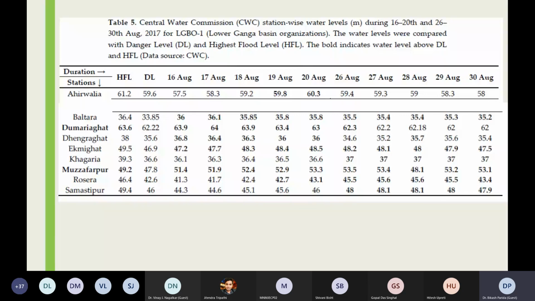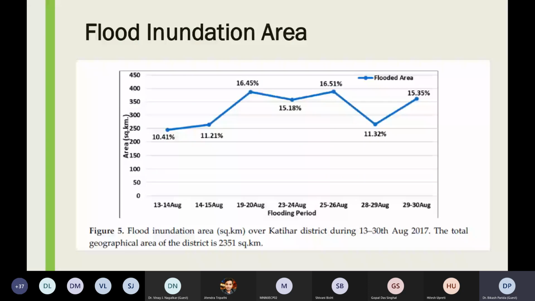At different stations we have compared, and wherever the numbers are in bold, they have at least crossed the danger level. Flood inundation area, if you see date wise, this is for a particular district. As I told you, if you do quantitative calculations for a particular district, not for entire North Bihar, you will find bigger numbers, like 16%, 17% of the area flooded, which is very significant, due to the heavy rainfall and flooding.